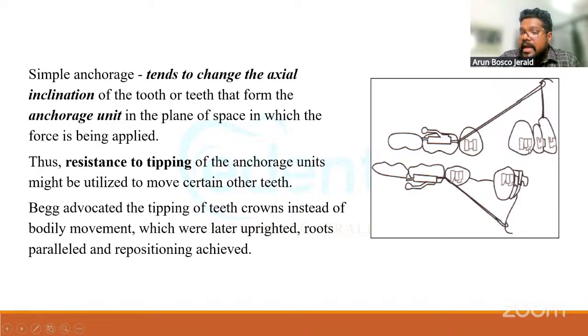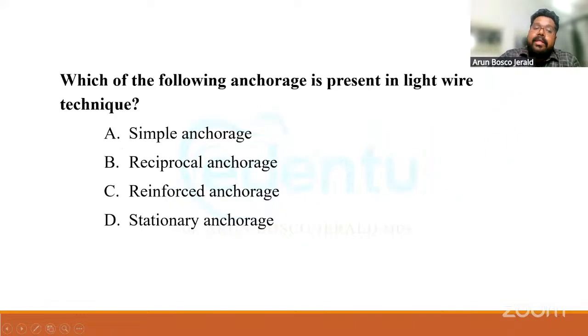Now, then he has to upright the anteriors. For uprighting, he has used different kinds of springs to upright the roots. The details of which are not actually required for you. Now you have to just concentrate on what kind of anchorage is used here. Only thing is the resistance to tipping is used by him and it is the simple anchorage. So the answer to this question is simple anchorage.